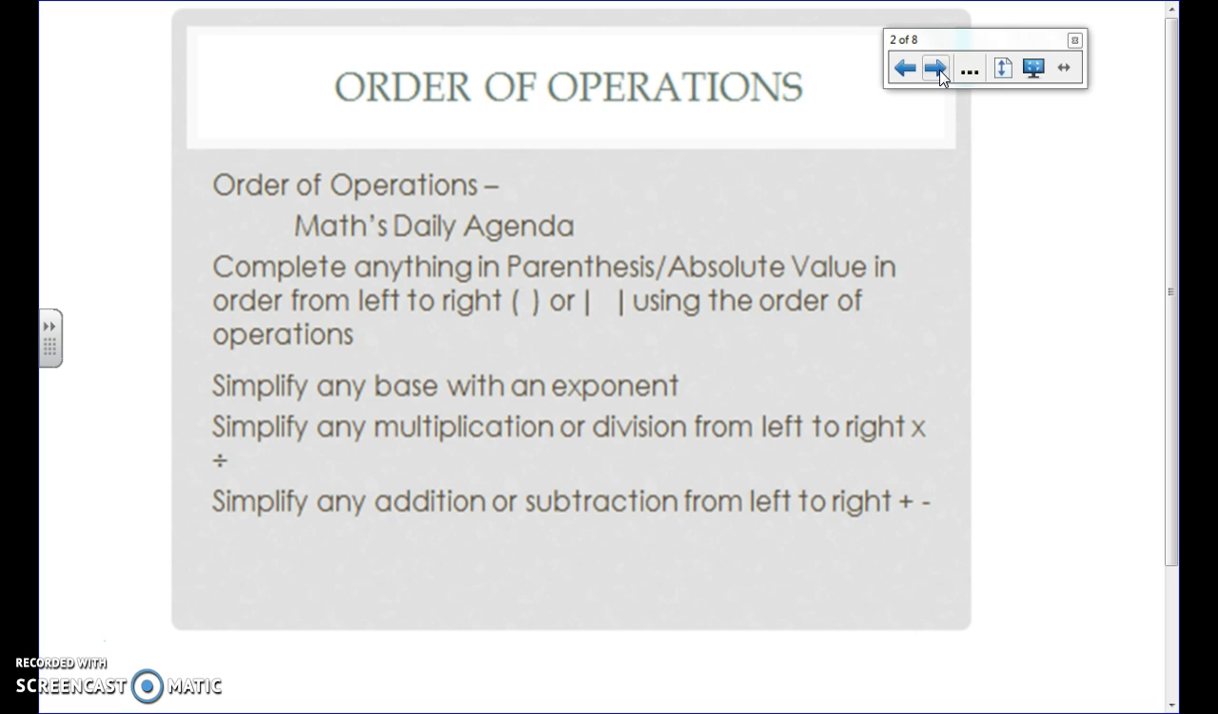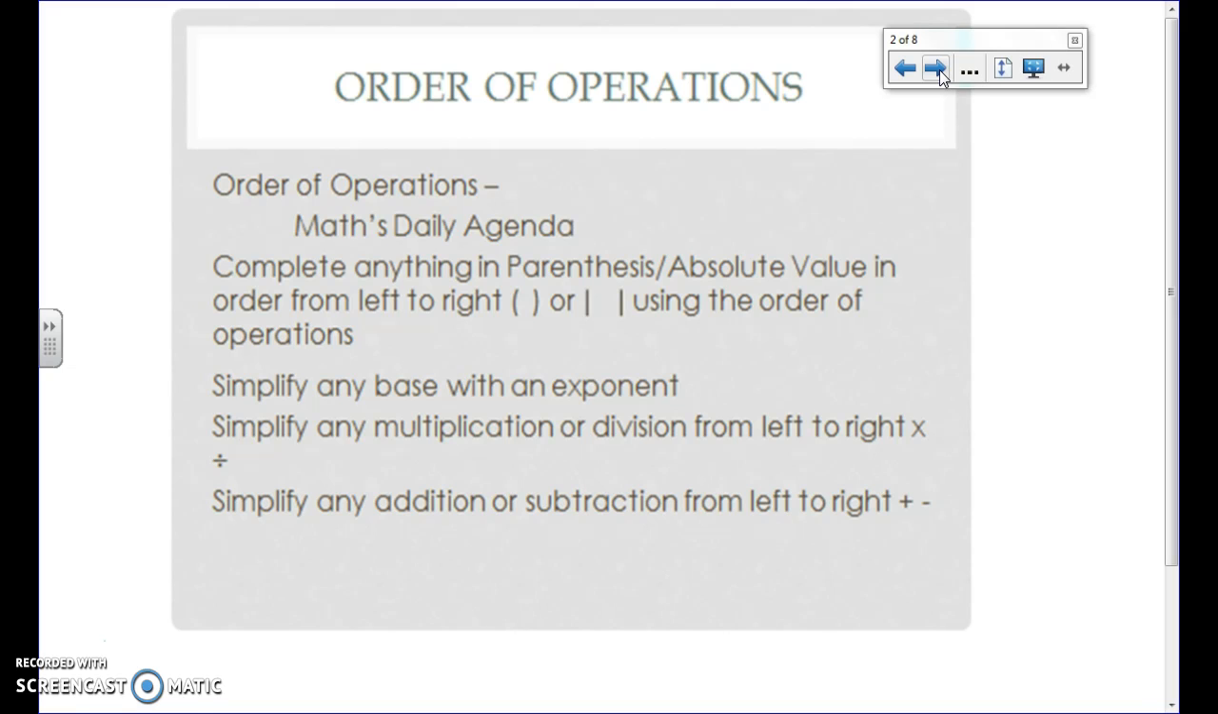Okay. The order of operations, like I said, is basically math's daily agenda. Anytime you're doing a problem, you're simplifying an expression, you're solving an equation, whatever it is that you're doing, order of operations is present there. And so these steps must go in this order exactly as they are said in this order.